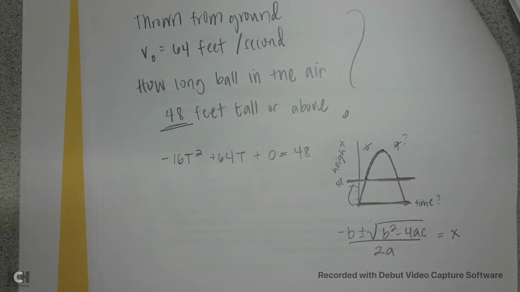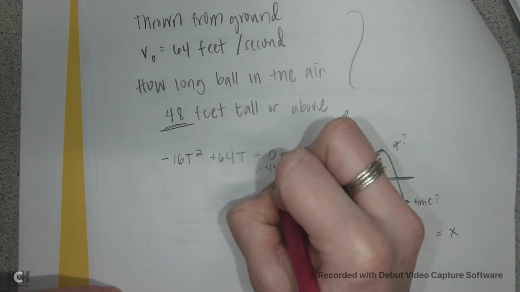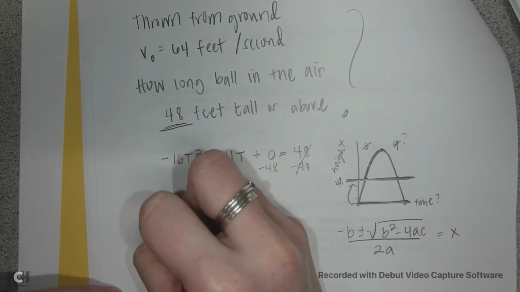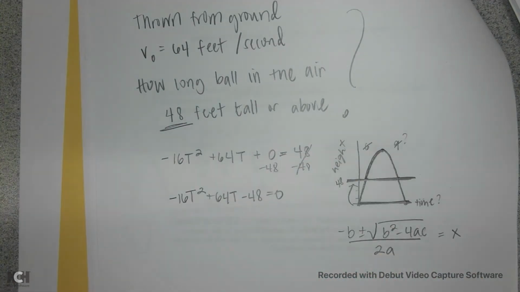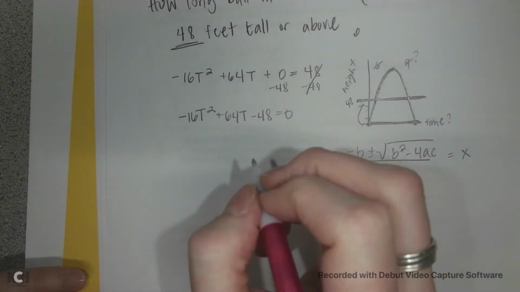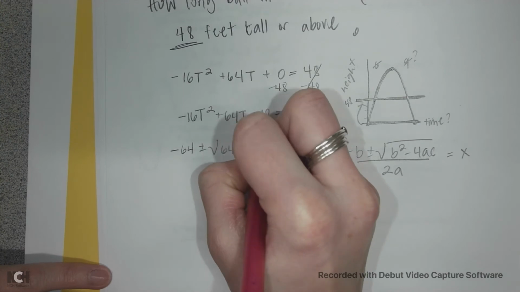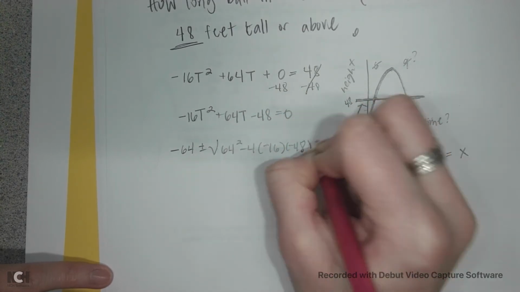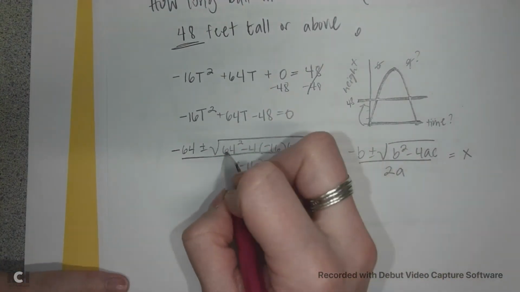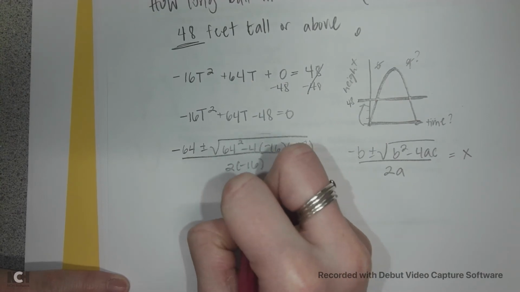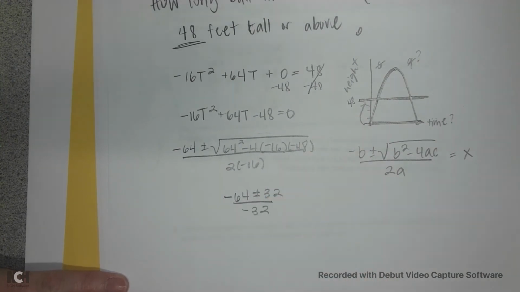However, you cannot use the quadratic formula if you're equal to anything other than 0. So we have to move this 48 over to this side, which makes it negative. We have negative 16t squared plus 64t minus 48 equals 0. Now we can plug into our quadratic formula. We have negative 64 plus or minus the square root of 64 squared minus 4ac, all over 2a. When I simplify my radical, I get negative 64 plus or minus 32 over negative 32.